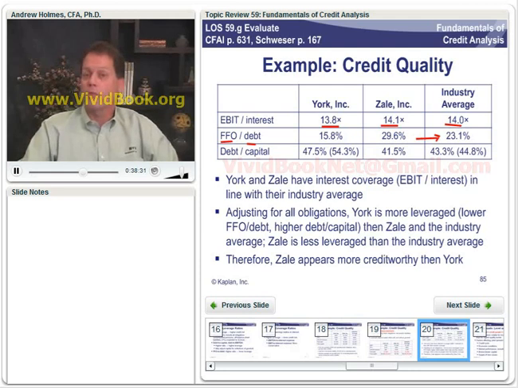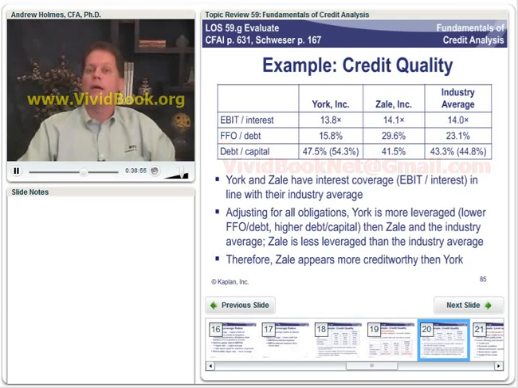So that would tell us, as one piece of evidence, based on funds from operations, that York has a little heavier debt. If we then look at the magnitude of total debt, we can take debt to capital. If you compute that without subtracting the goodwill, you get 47, 41, and 43. And if you do subtract the goodwill, you can see the 54 and 48 on the outsides there.